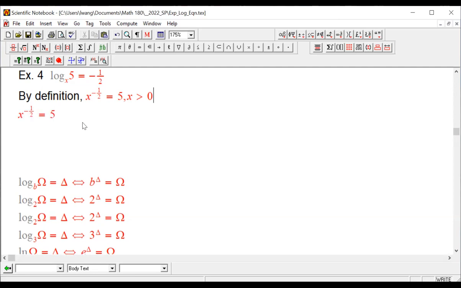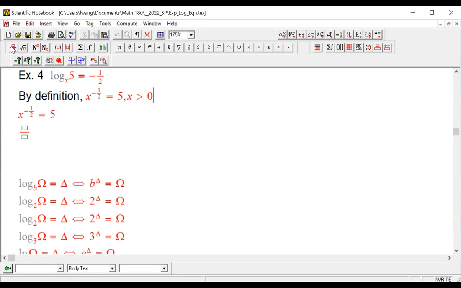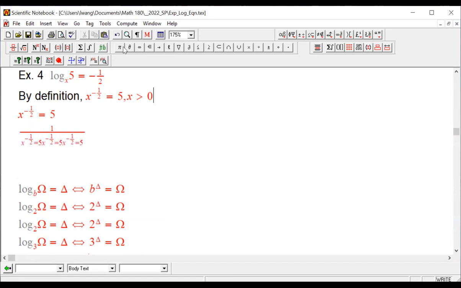How do we solve this equation? Well, that just means x raised to the power of negative half equals 5. Remind you of b raised to the power of a negative n equals 1 over b to the power of n. Okay, that's where it's from. If you need to pause to figure this out, go for it.